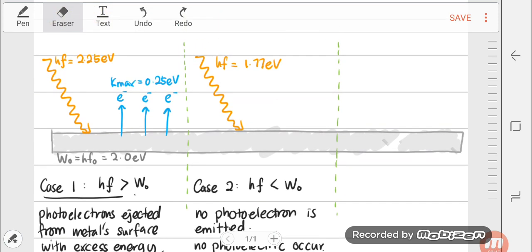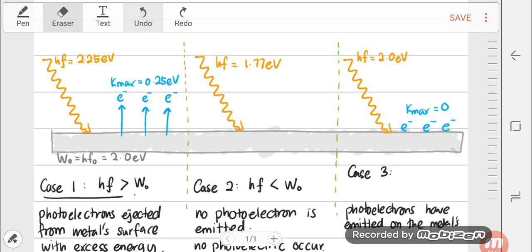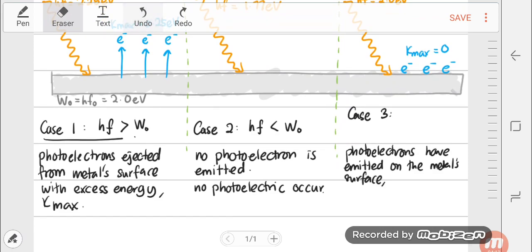Let's take a look at case 3. I have again another photon with energy of 2.0 electron volt. Since the work function is the same as the energy carried by this photon, the electrons can get to the surface, but K max is 0. So in case 3, photoelectrons are emitted at the metal surface but have no kinetic energy to move out. Alright?